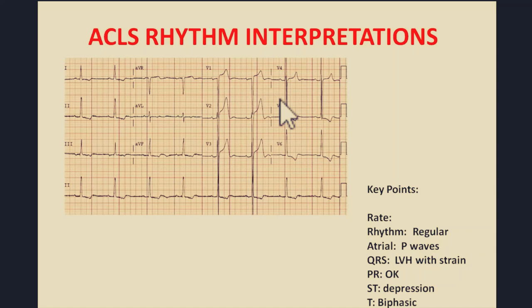Okay, here is an example of tall R waves in the lateral leads with deep S waves in the anterior leads associated with ST depression and T wave inversion. This is an example of a left ventricular hypertrophy. Also, there's a deflection of the atrial component, the left atrial component of the P wave, which is seen in V1. If it involves more than one small box, it is suggestive of a left atrial enlargement. So here we have a classic example of a left ventricular hypertrophy with strain.